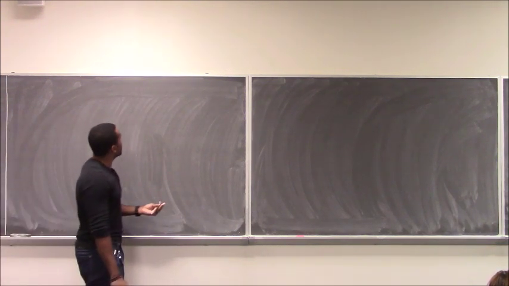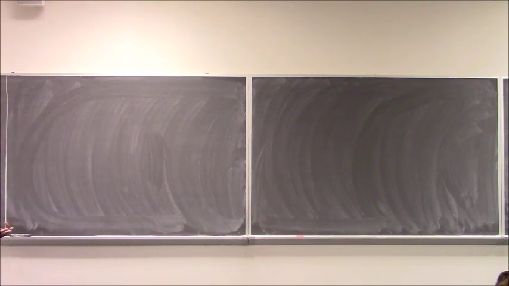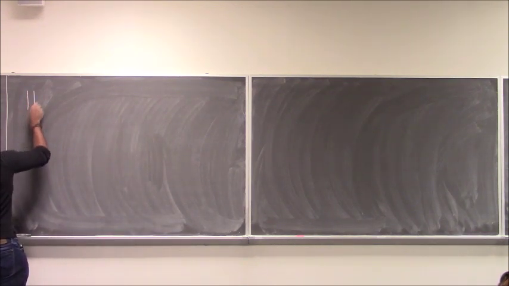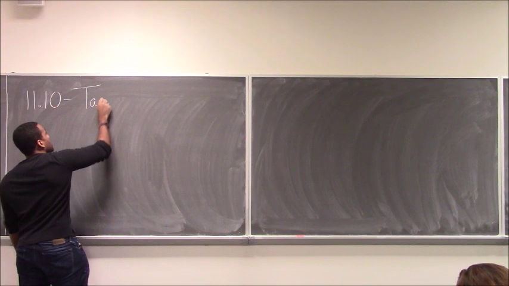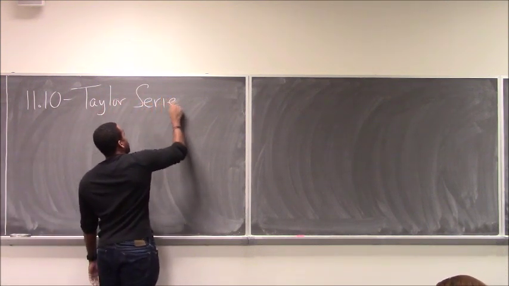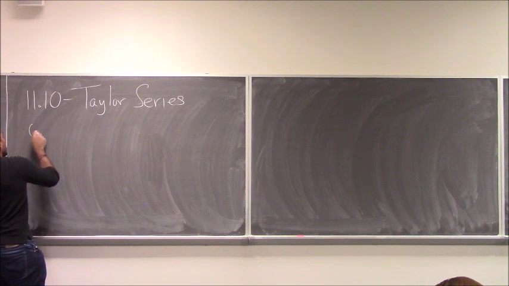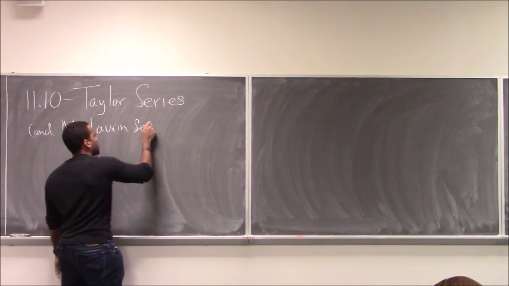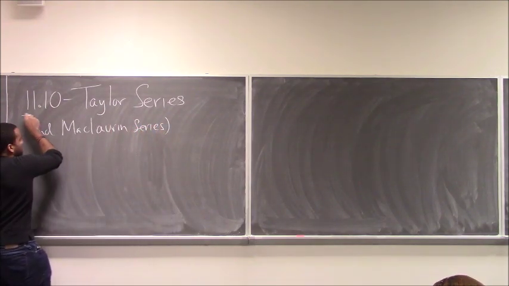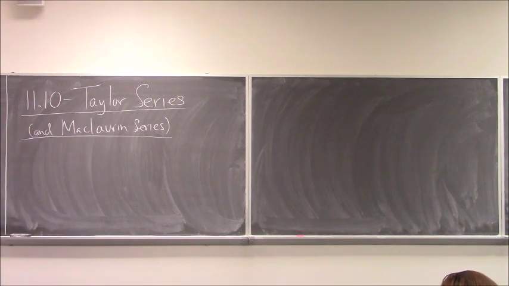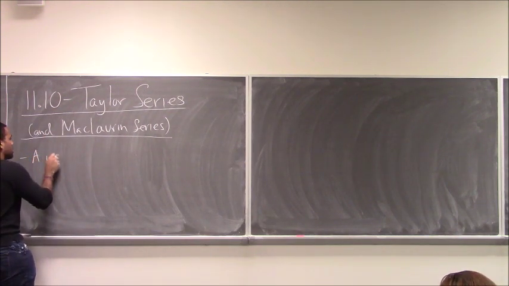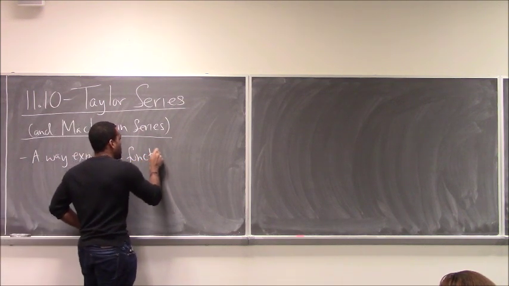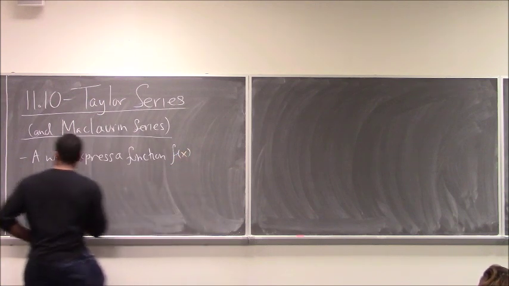But it begs the question, what if I want to find the series of a very weird function, a function that I can't really manipulate to look like 1 over 1 minus x? Here enters the idea of a Taylor series and Maclaurin series, as a side note, which is a special kind of Taylor series. So this is going to be a way to express a function f of x as a power series.